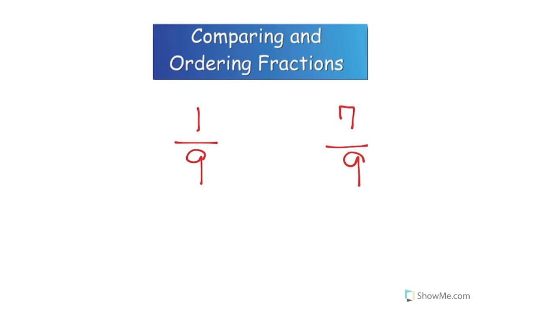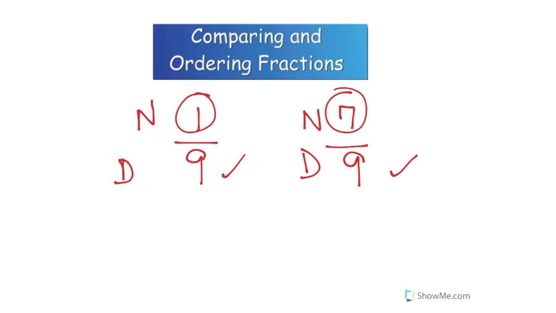Okay? In this case, our denominators are 9. So check, that's good. Our numerator is 1, and our numerator in this fraction is 7. Well, being that the denominators are the same, we're only looking at our numerators. Which one is larger? In this case, 7/9 is larger than 1/9. So when we read it, we say 1/9 is less than 7/9.